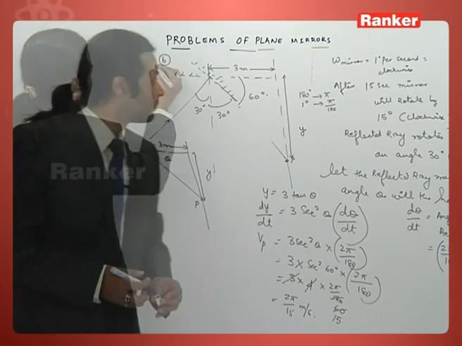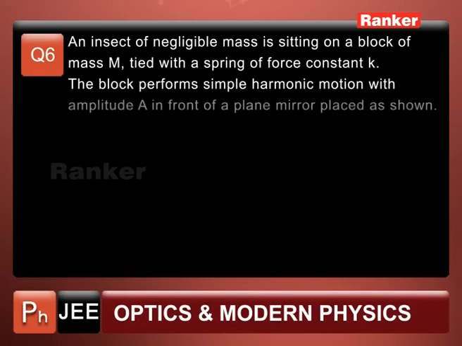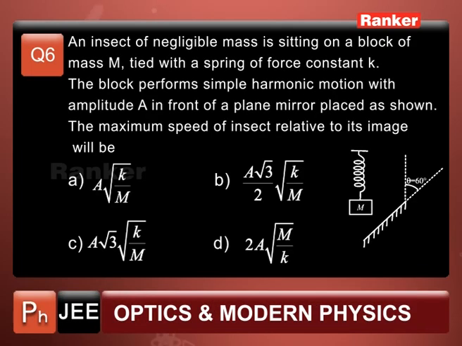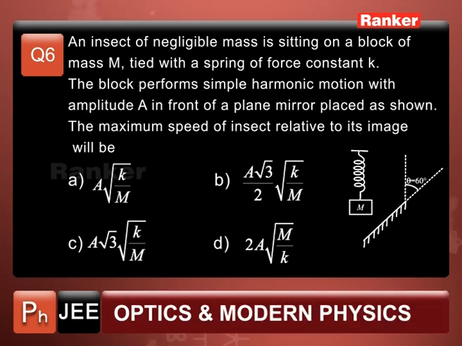That's all. Go to problem number 6, which says an insect of negligible mass is sitting on a block of mass m tied with a spring of force constant k. The block performs simple harmonic motion with amplitude a in front of a plane mirror placed as shown. Find the maximum speed of insect relative to its image.